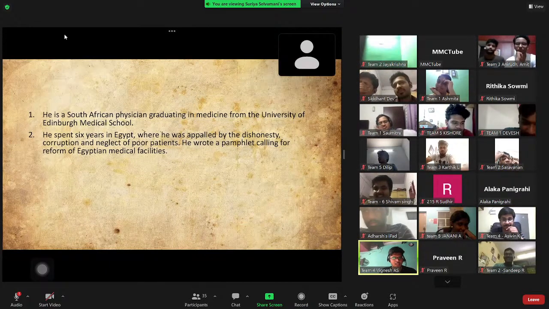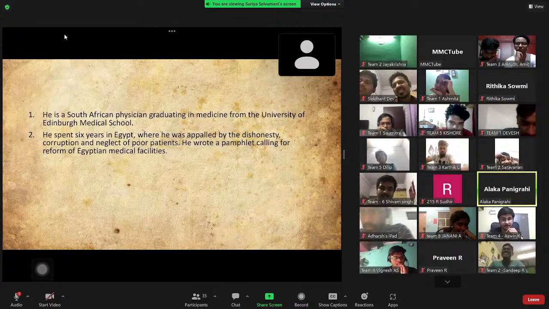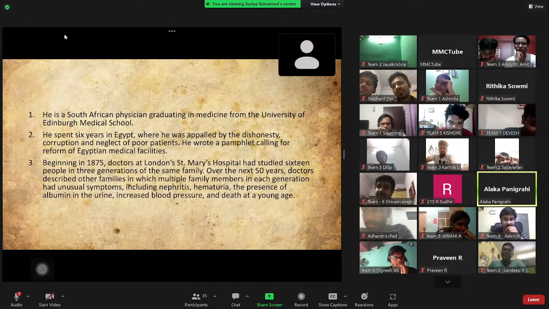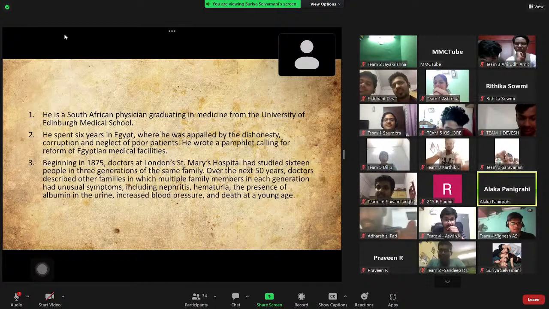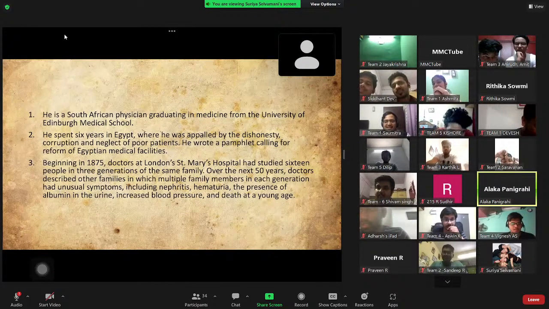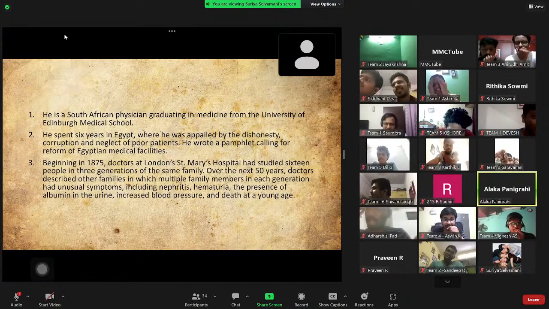Next clue, please. Okay, next clue. Beginning in 1875, doctors at London's St. Mary's Hospital had studied 16 people in 3 generations of the same family. Over the next 50 years, doctors described other families in which multiple family members in each generation had unusual symptoms, including nephritis, hematuria, the presence of albumin in urine, increased blood pressure, and death at a very young age.